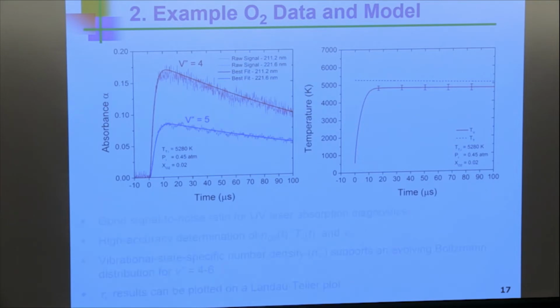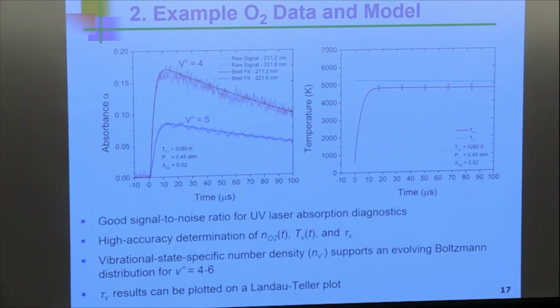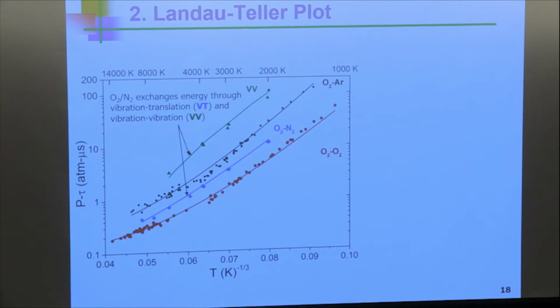So what I'm showing you is that you can get high quality signal-to-noise ratio using UV lasers. Now we're back to electronic transitions. Everything's a lot more complicated, but look what we can do. Measure populations of oxygen. And we've done this up to 14,000 Kelvin. And then we can put these points on a Landau-Teller plot. So this is probably a year and a half of work right here.